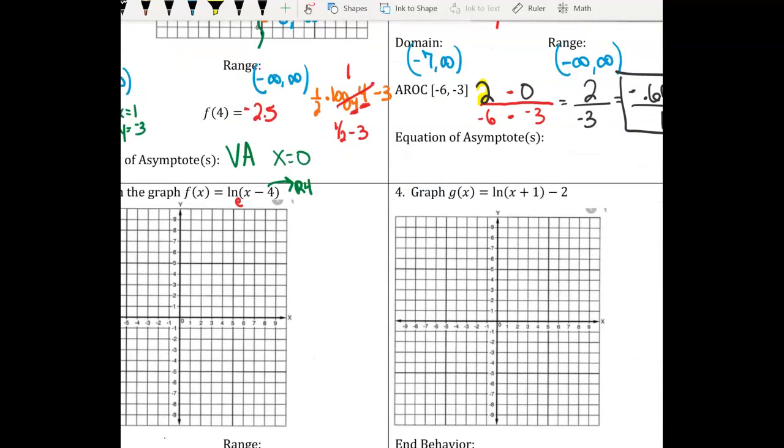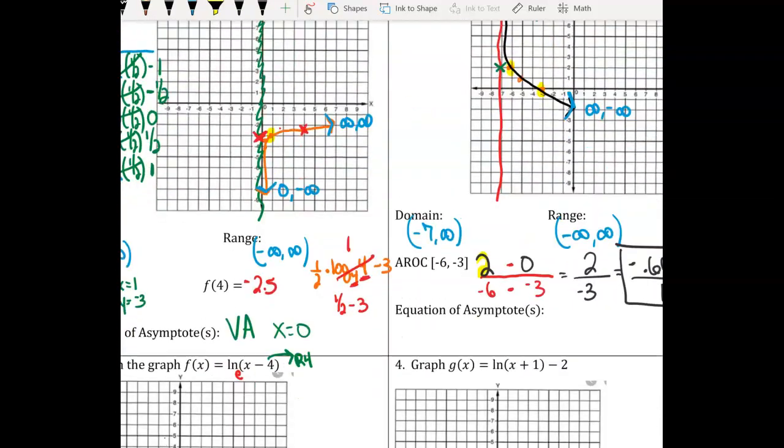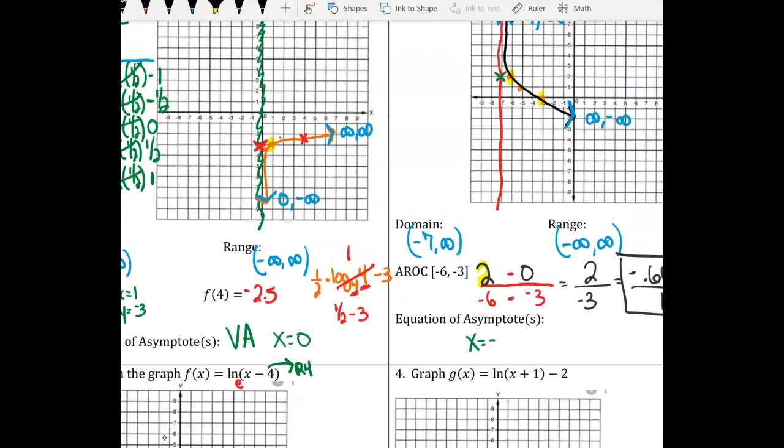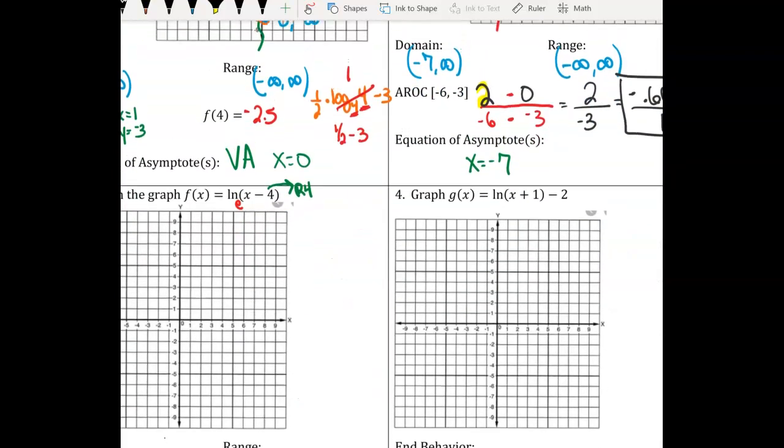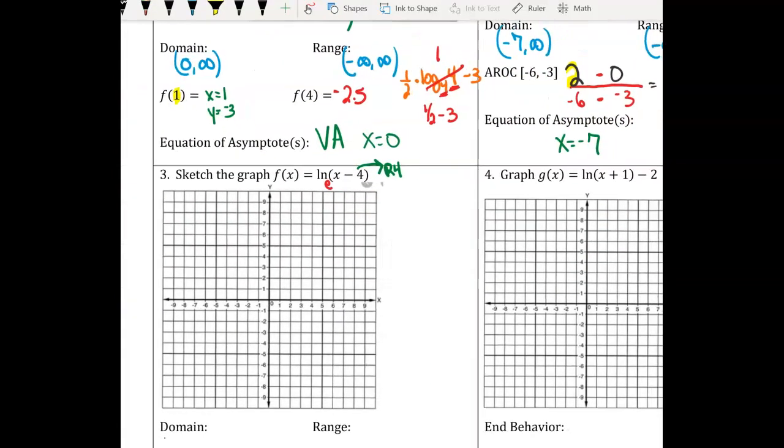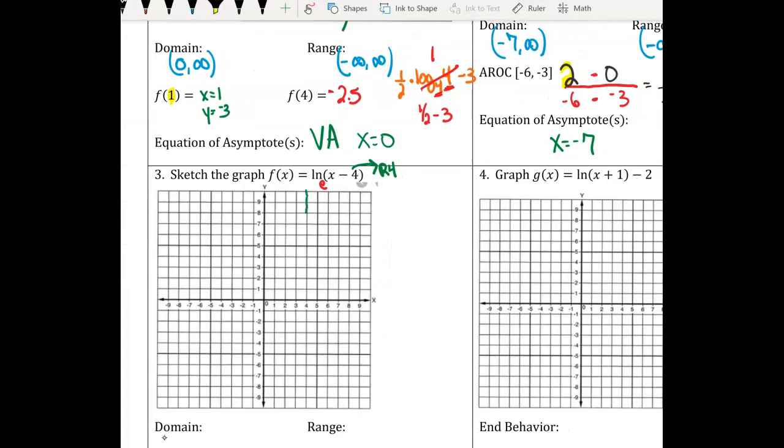Oh, and just backing up to this one. I realize I did not write the asymptote here. X equals negative 7. All right, let's go here. Sorry. So I'm going to move my wall, my asymptote, to the right 4 times. So we're going to have x equals 4. And then my starting point is going to move right 4 as well, but not go up or down. So as far as the points go, this is exactly like it was before.